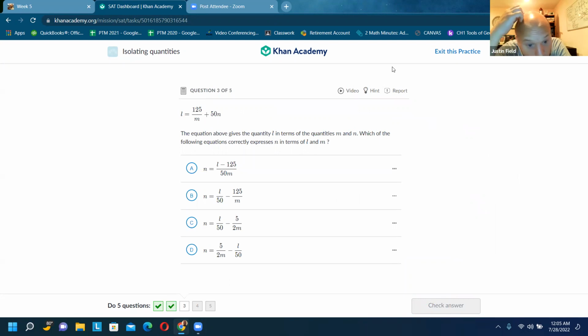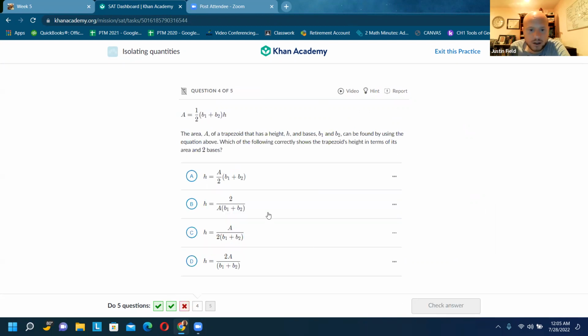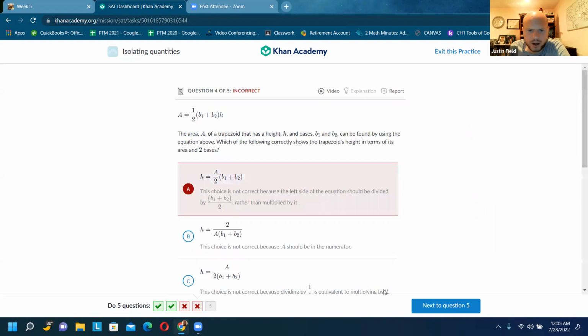L equals 125m plus 50n. Okay, so you can solve for these. You can do it.